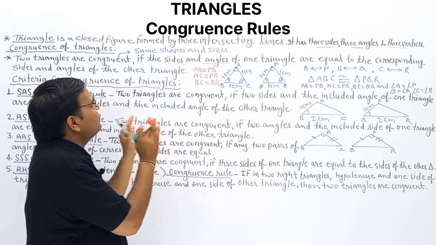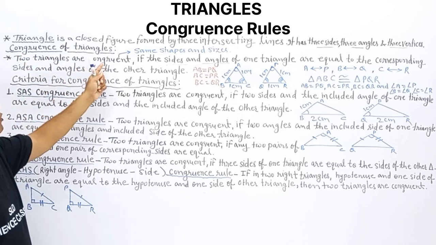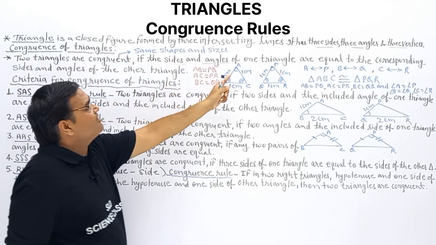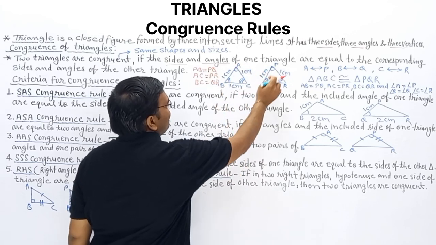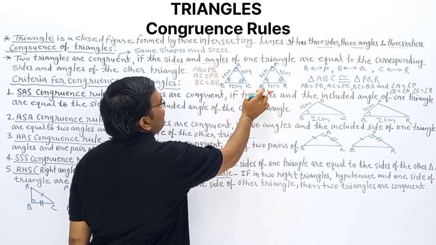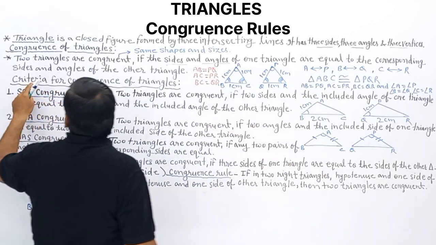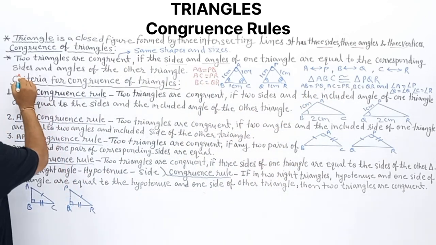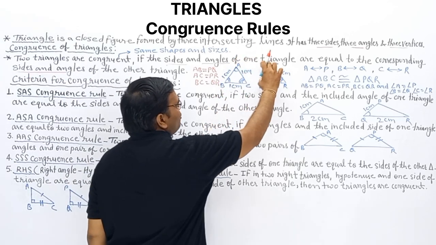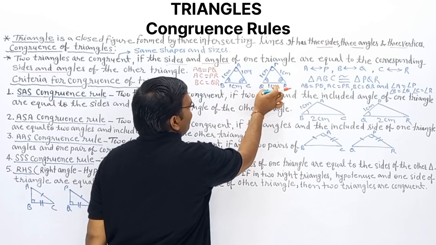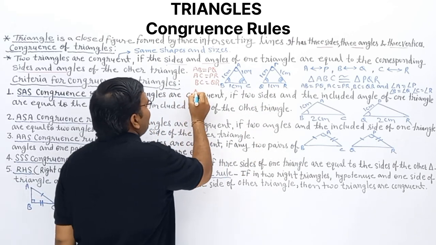This is a different thing. First we should know the congruence of triangles. Two triangles are congruent if the sides and angles of one triangle, AB equal to PQ, AC equal to PR and BC equal to QR, are equal to the corresponding sides and angles of the other triangle. So this one equal to this one, and this one equal to this one. Corresponding sides and corresponding angles.